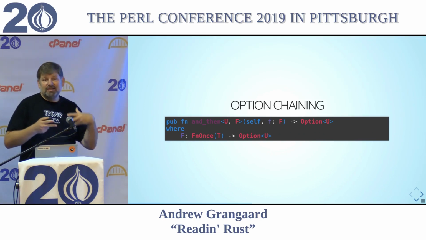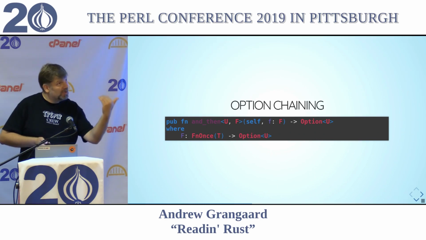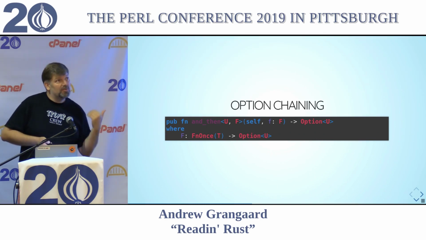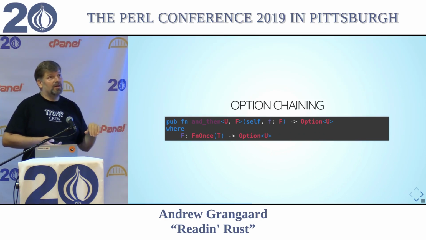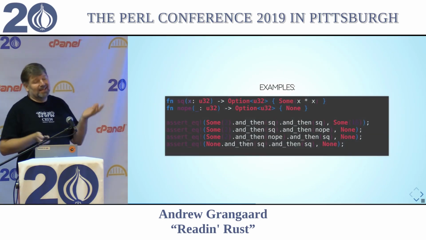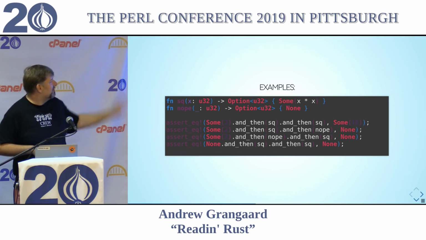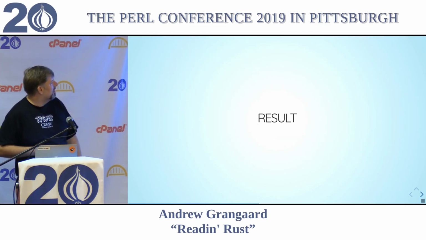There are 3 traits that your functions can have as to whether you can only run it once, multiple times with a borrow, or multiple times with mutability. We haven't even gotten to that part. This is like a week-long talk, so I'm going to give you what I can. That's an example of and then.